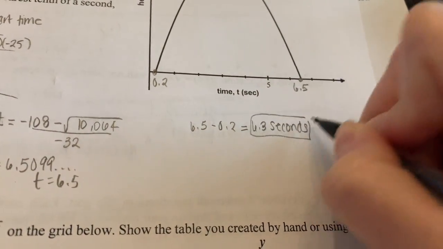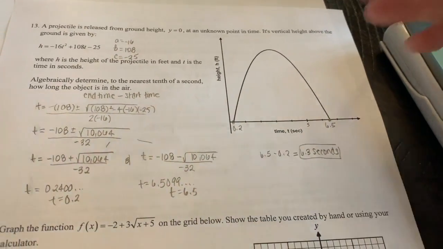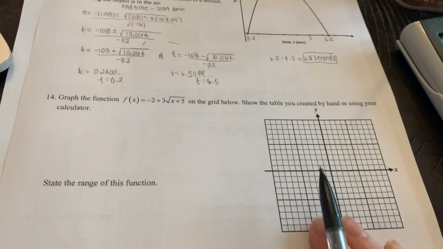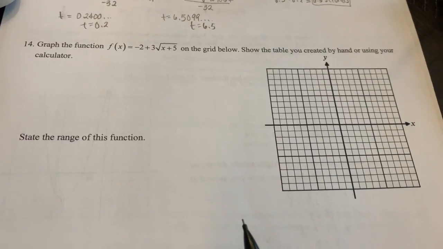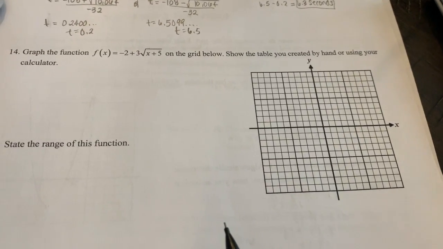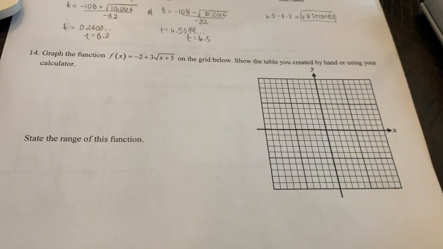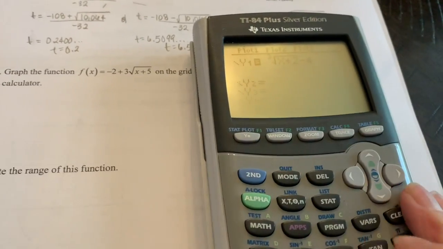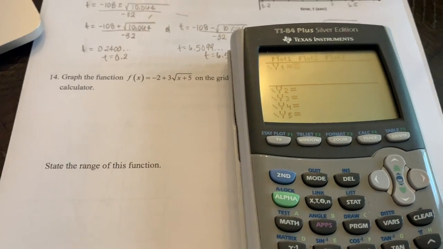And that's the answer. So it seems really complicated, but all you're really doing is just finding the zeros and then subtracting. Okay? And finally, number 14, we're going to graph this function on the grid below and show the table. You can either do it by hand or use a calculator. I suggest that you use the calculator. Okay, so you're going to go into y equals. Okay, and you're going to put this whole thing in your calculator.